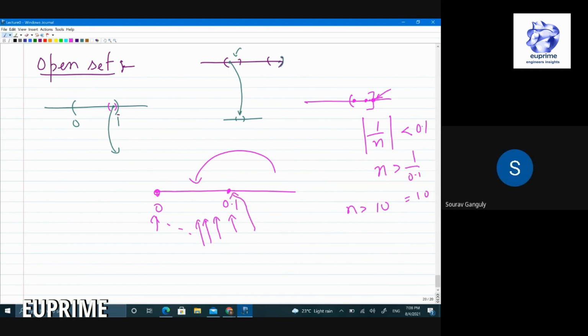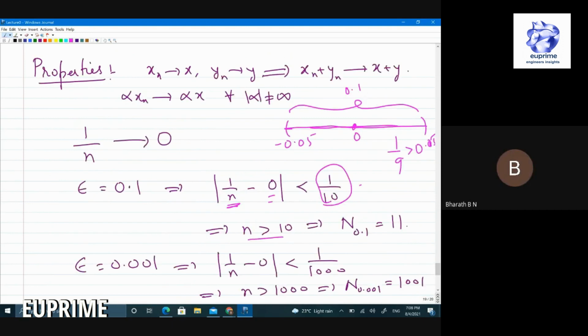Right. So I think I'll correct the picture tomorrow. I cannot use this picture, right? Minus 0.05 to 0.05 is not correct. Okay.